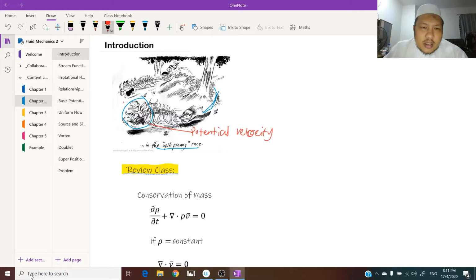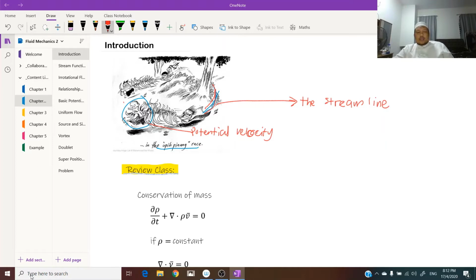And if you look at the back of this Upeh, we can see one line, which is actually the streamline. So what we're going to study in this topic are these two: one is the potential velocity, and the other is the relation between the potential velocity and the streamline, and how we can use them to represent the fluid flow, especially in compressible flow or incompressible fluid.